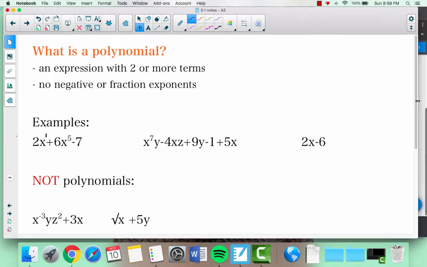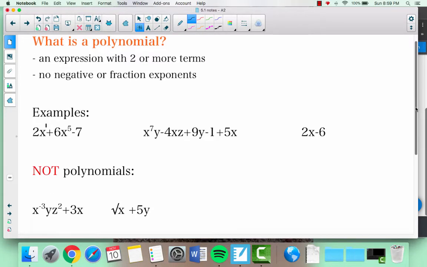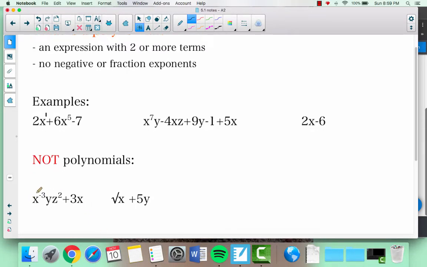The examples that are not polynomials would be like the ones below. We've got x to the negative 3, y z squared plus 3x. The negative 3 exponent automatically makes it so that it is not a polynomial. And then in this example here, we have the square root of x plus 5y.